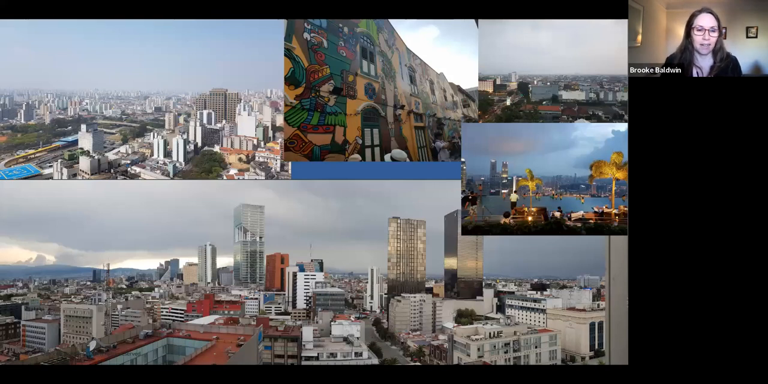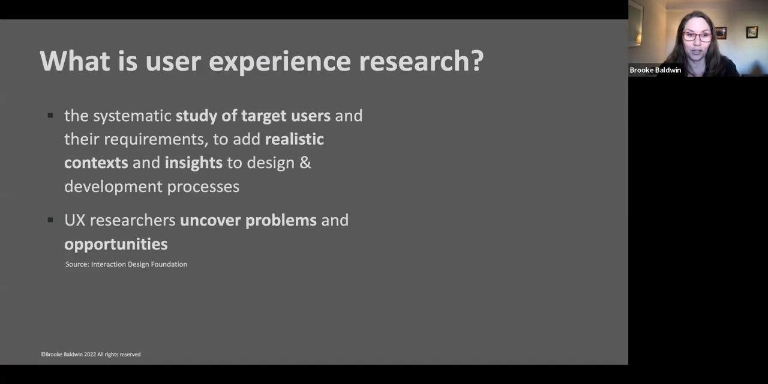And yes, I'm one of the lucky, privileged researchers in the world who gets to do very interesting research in lots of interesting places. So we are looking at photos of, I think, Jakarta, Singapore, Sao Paulo, Puebla, Mexico. Really beautiful, lovely places, interesting people, and people live everywhere, right? They use technology everywhere.